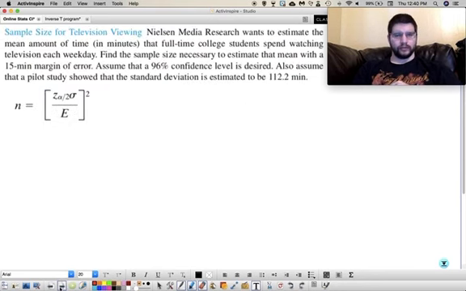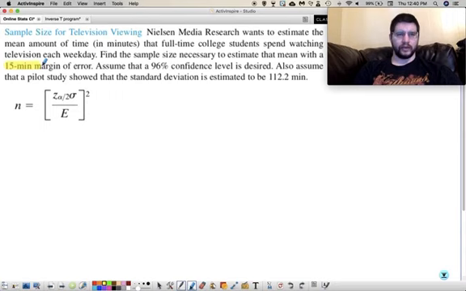Next question. All right, we're looking for n again. They want to estimate the average amount of time that full-time college students spend watching TV each day of the week. Find the sample size necessary to estimate the mean with a 15-minute margin of error. So we're looking for this in minutes with a 96% confidence interval this time. Also assume that the pilot study shows the standard deviation to be that.